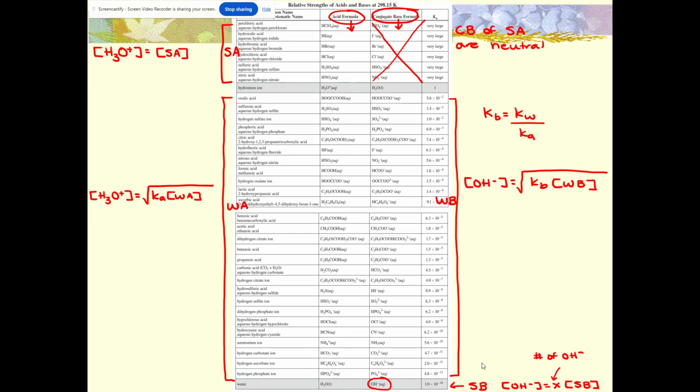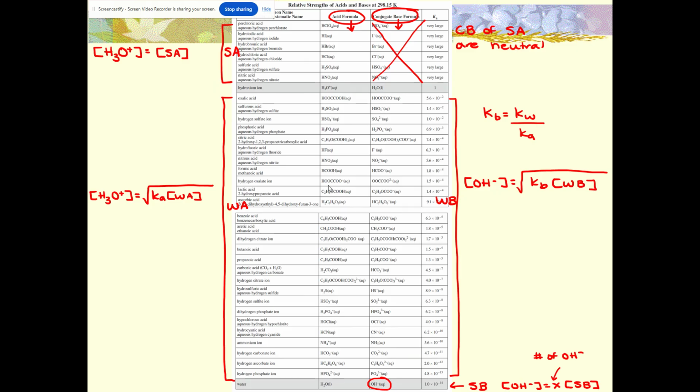Now this chart again is in the data booklet. Everything on the left are the hydrogen donating compounds, which are acids. Everything on the right are bases, okay? So you'll notice that your bases are anions, negatively charged ions, and ammonia, NH3, okay? Now why this is important is because you have to first figure out what type of compound you have to know what type of ions you have.